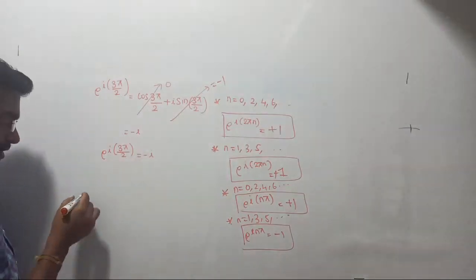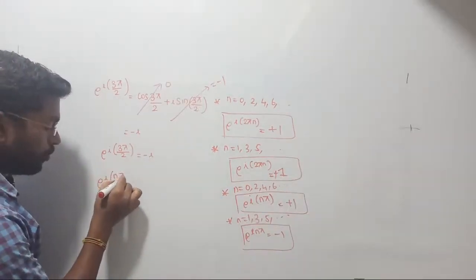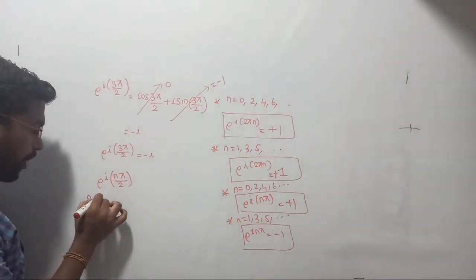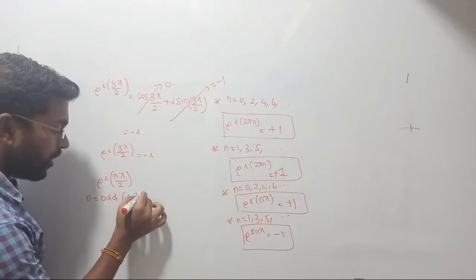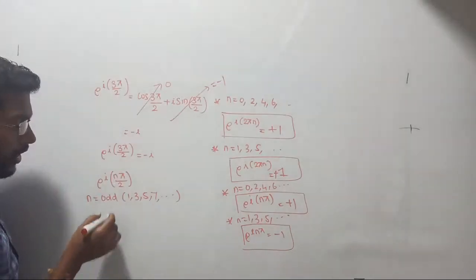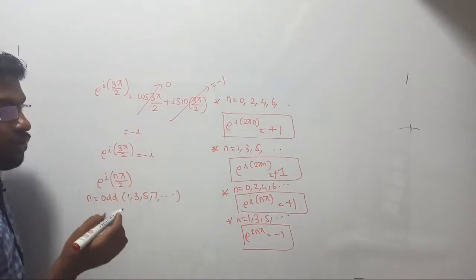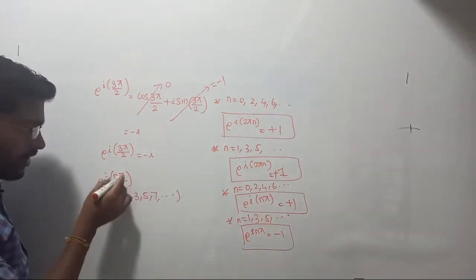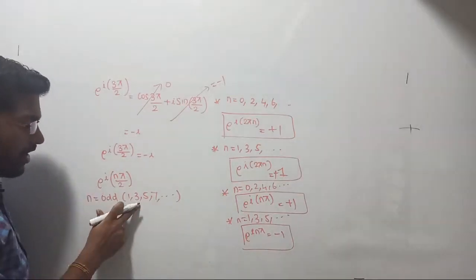So let us generalize. Let me consider e power i into nπ by 2. Here, if n is odd, odd values in the sense 1, 3, 5, 7, etc. For n, put odd values. Like if you put 1, e power i into π by 2 will give you cos π by 2 plus i sin π by 2. Cos π by 2 is 0, plus i into sin π by 2, and sin π by 2 will be 1. For n put 3.